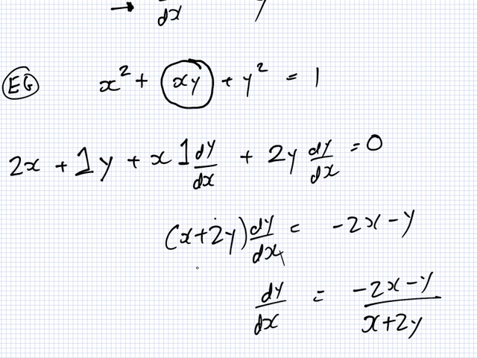I have a couple more examples to do, but I just want to give you one to try. Can you just give us the formula? There is no formula, really. It's a rule. When you differentiate a function of y, you multiply your result by dy dx. This is like the rule.